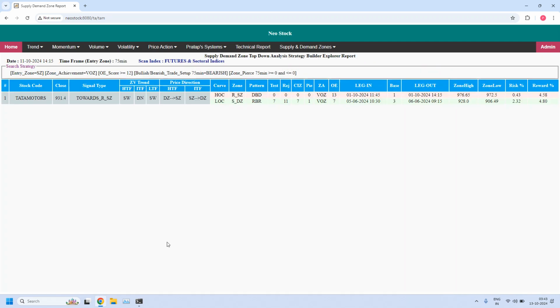Let's verify. Only one stock is filtered. Currently that is supporting bearish trade setup for weekly income trade. That is entry time frame 75 minutes.